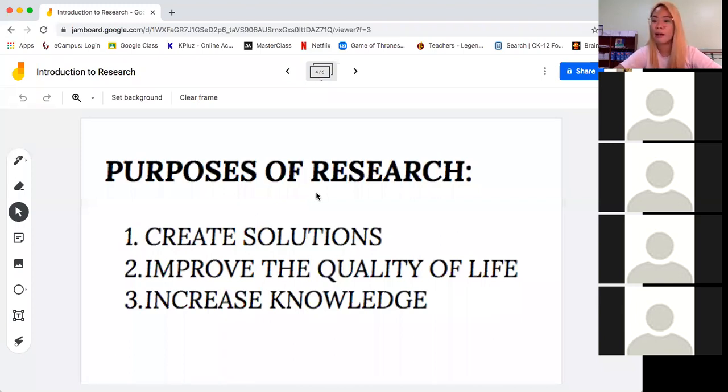Meron nagbigay ng example doon, yung tao na nag-invent ng internet, yung mga taong nag-invent ng computer. So, all of those are actually improvements to the quality of life. So, everything now, sabi niya, is easier and more convenient because of research. And then, of course, another purpose of research is to increase knowledge.